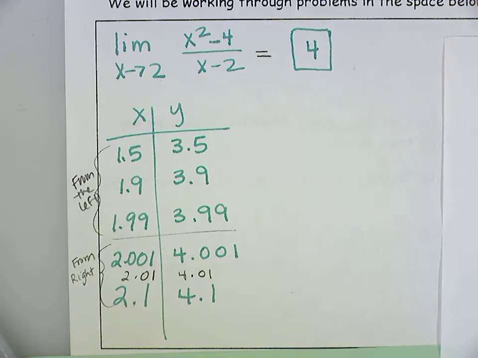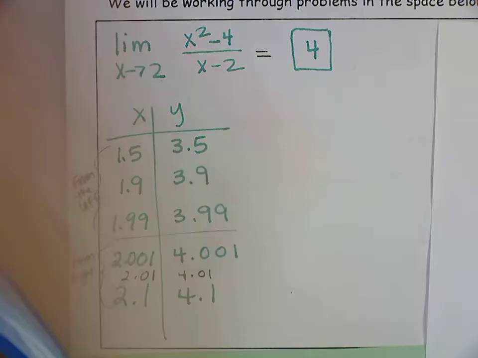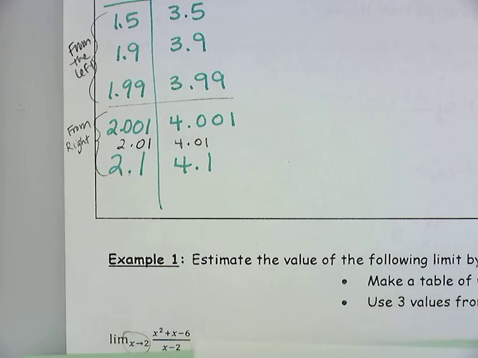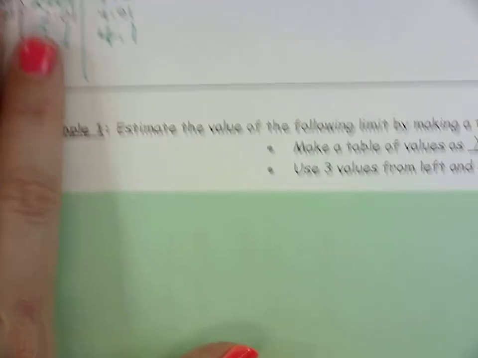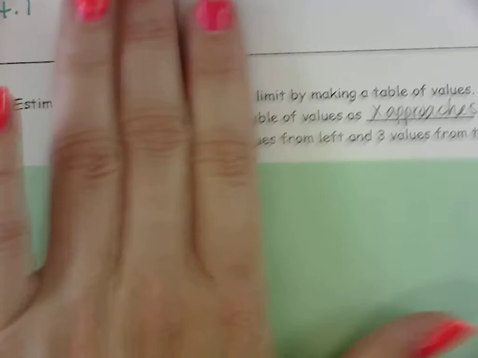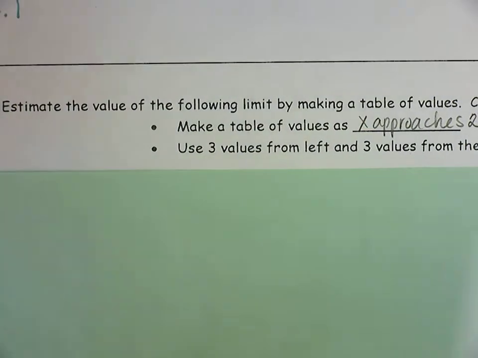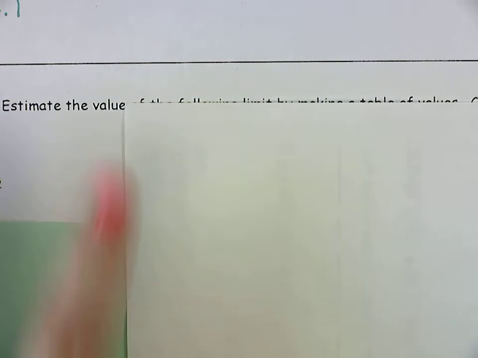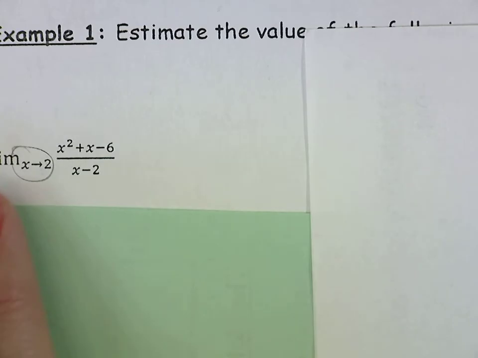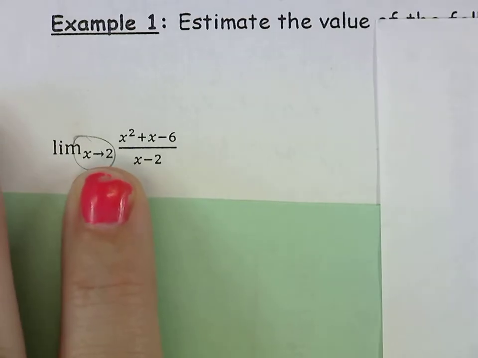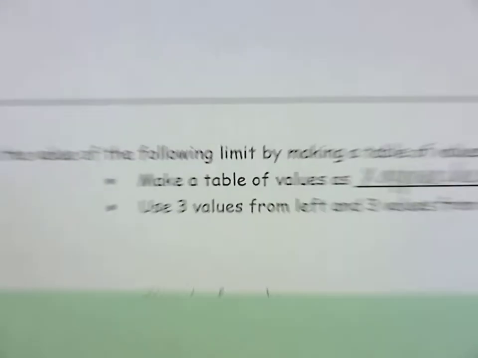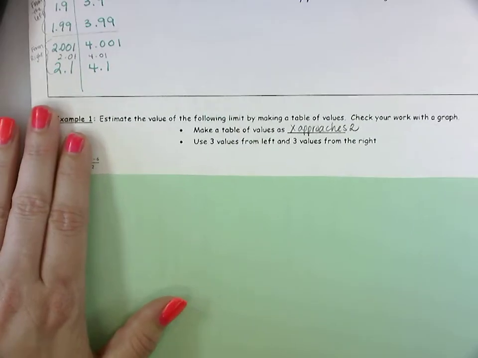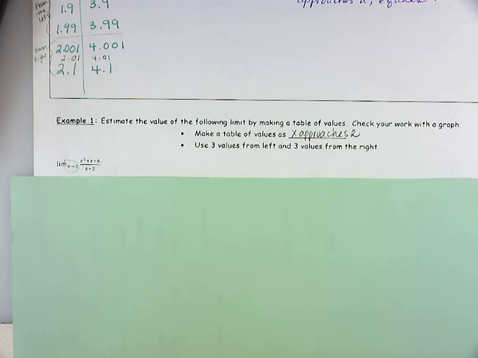All right, so for example 1, we're going to estimate the value of the following limit by making a table of values, and then we're going to check our work with the graph. If you look at your given function, it says we're finding the limit as x goes to 2. So we're going to make a table of values as x approaches 2, and just make sure that you have 3 from the left and then 3 from the right.